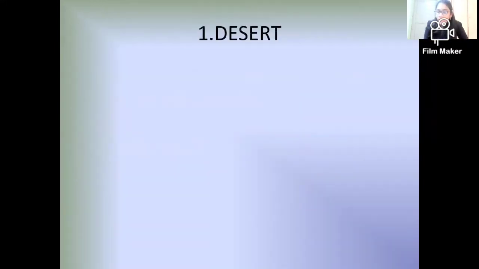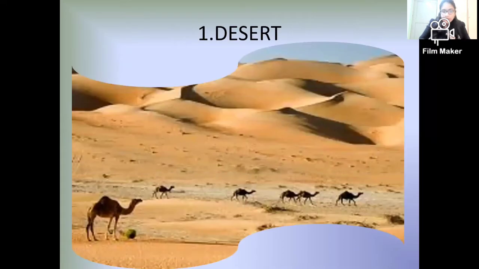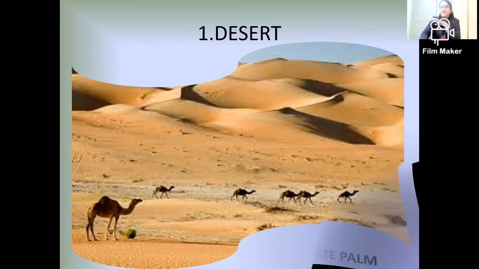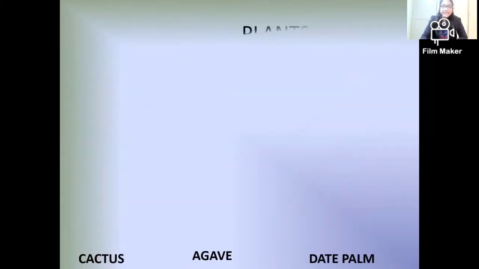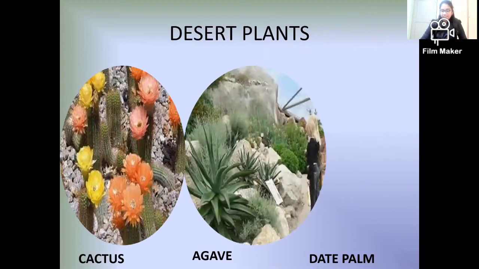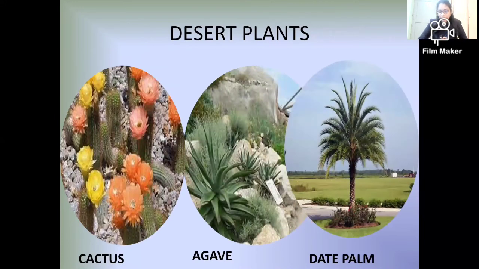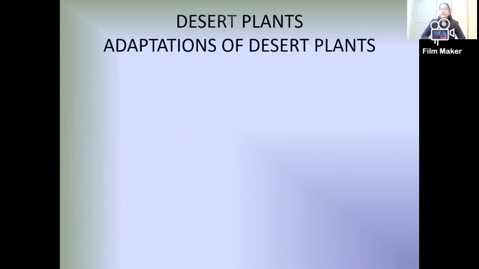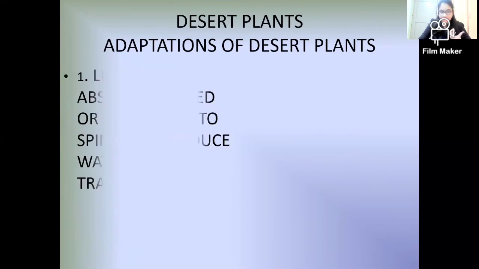Now, first let's learn about the desert. So this is a desert. A desert is a very hot place where wherever you look, you only find sand. Now let's see a few desert plants. We can see desert plants such as cactus, agave, and date palm. What are the adaptations of desert plants?